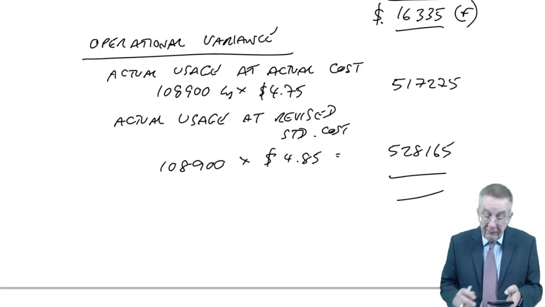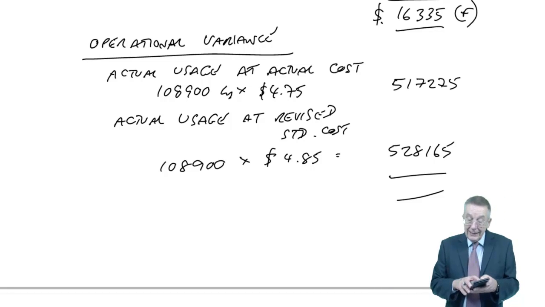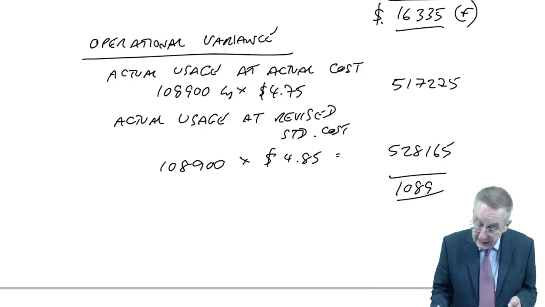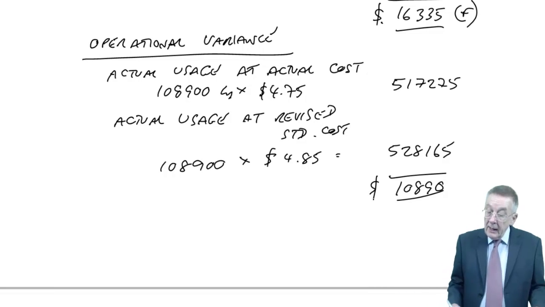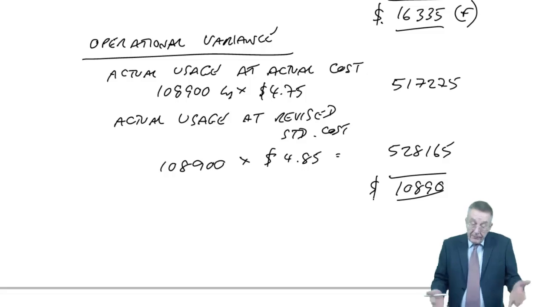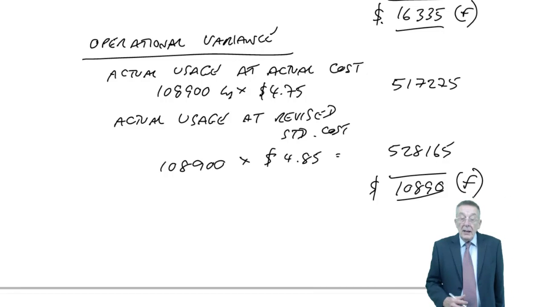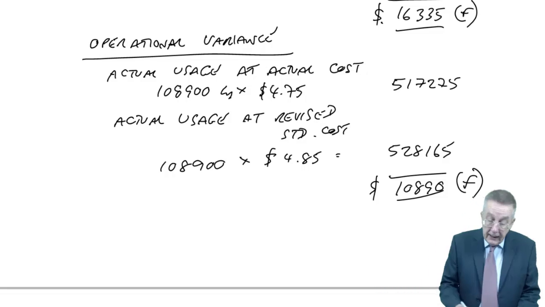£528,165. And so the difference, the variance, 10,890. Favourable or adverse? Well, it's favourable. He did do well. And of course, it should check.